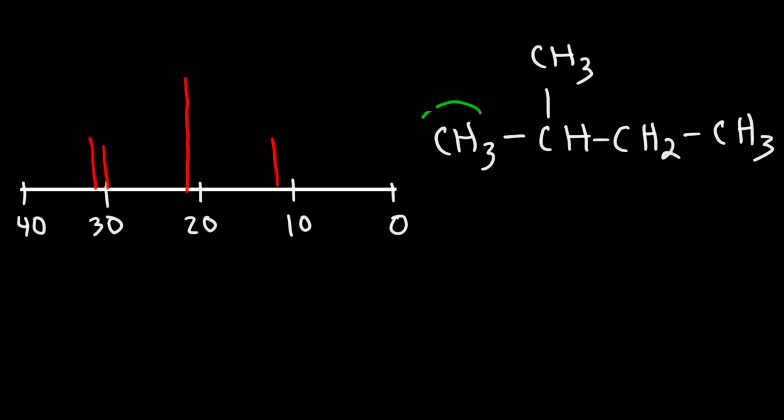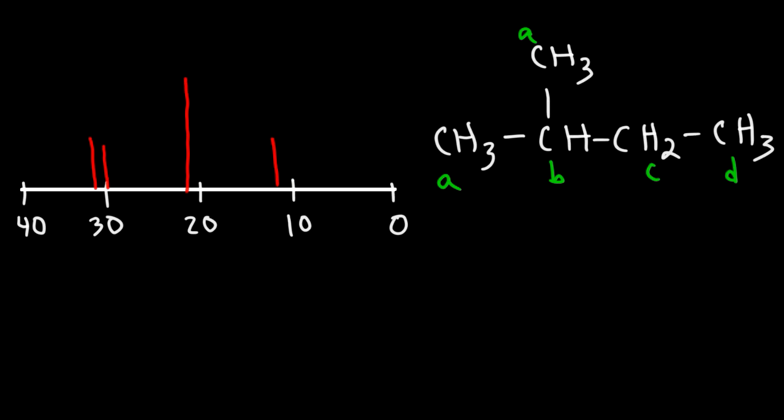And we can see that these 2 methyl groups are equivalent. So we have 4 different carbon atoms. Let's call this carbon A, carbon B, C, and D. Now here's a question for you. Which carbon atom will have the lowest chemical shift at 12? And which one will have the highest chemical shift at 32? What would you say?